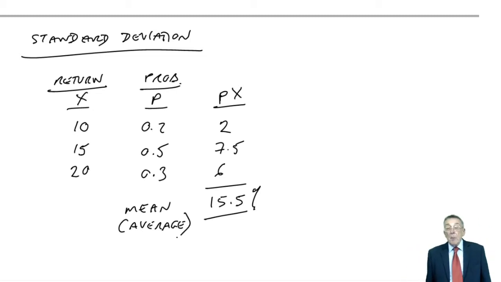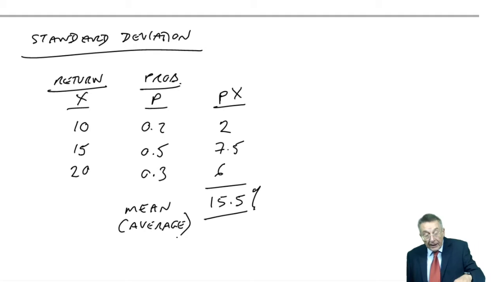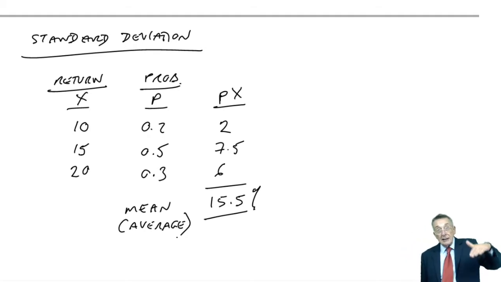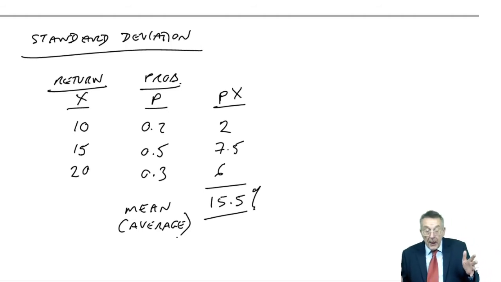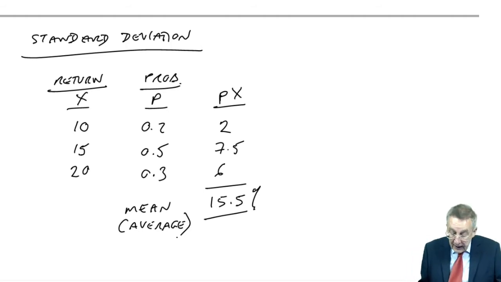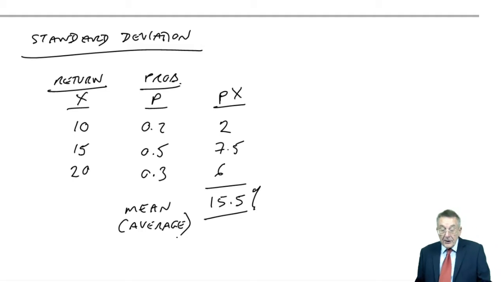So there's the average. Well, I mentioned before, spread. On average you'll get 15.5, but the actual return might be lower, it might be higher. And we want to get a measure of, on average, how much higher, how much lower it could be. And so what we do is we take the difference between the returns and the average, one by one, how much higher, how much lower.